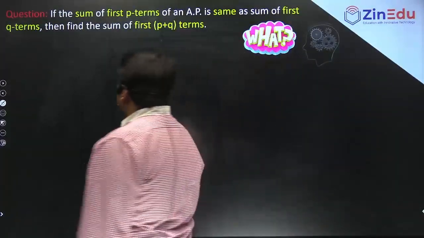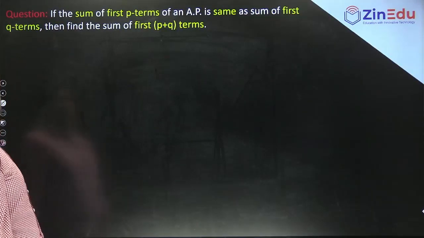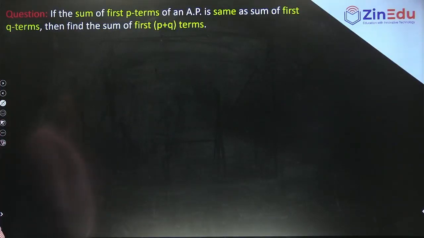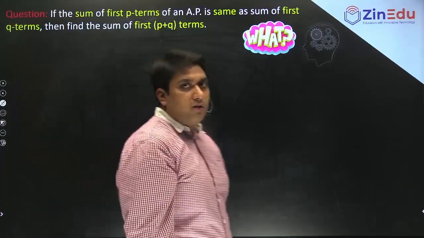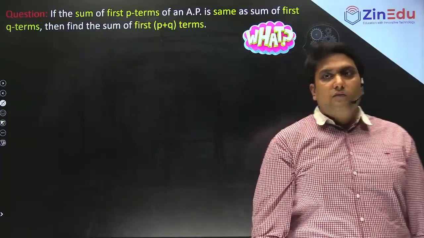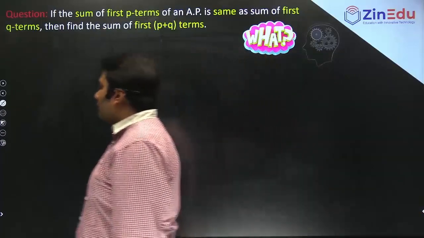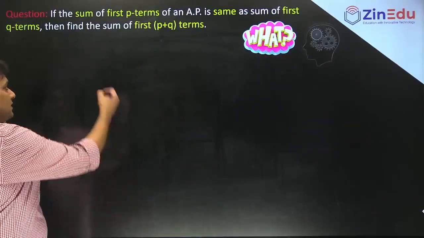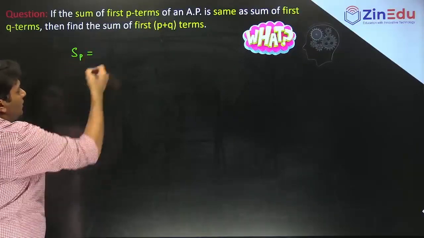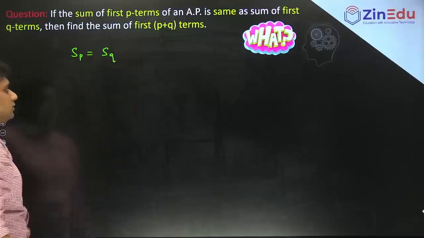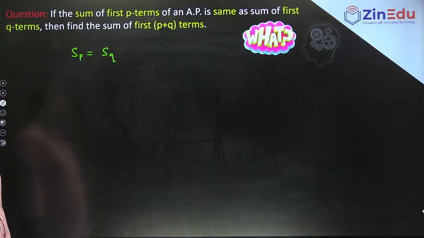So it says if the sum of first p terms of an AP is the same as the sum of first q terms, then find the sum of first p plus q terms. So it's a bit confusing. We have only one relationship with us and we need to find the result accordingly. So let's start with whatever is given to us. It says sum of p terms is equal to sum of q terms, and then we need to find out the sum of first p plus q terms.